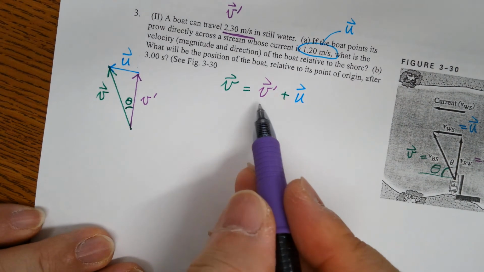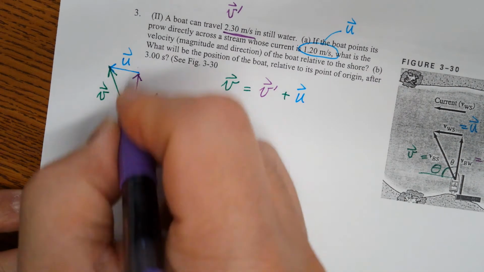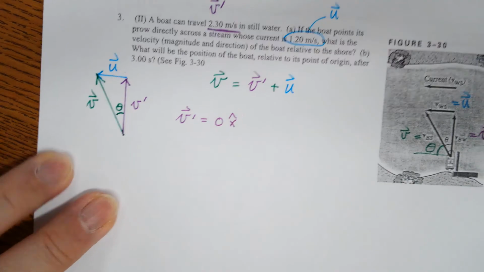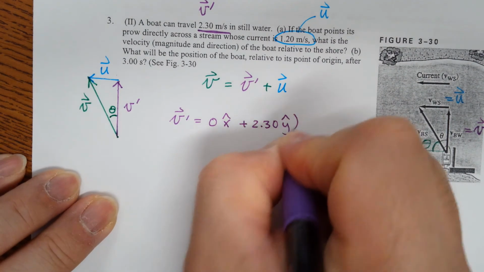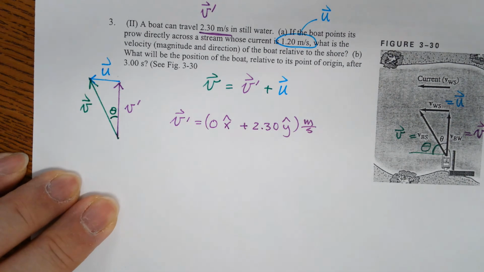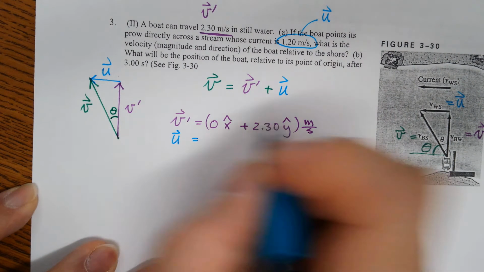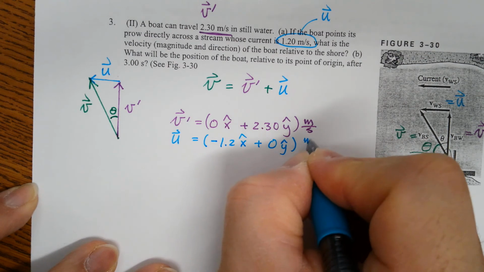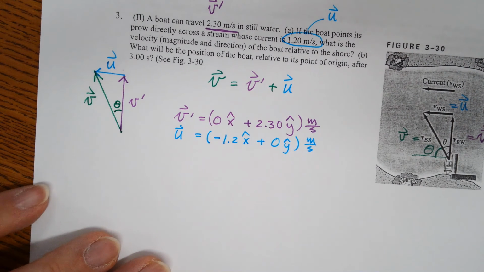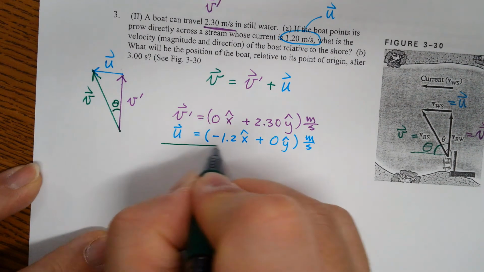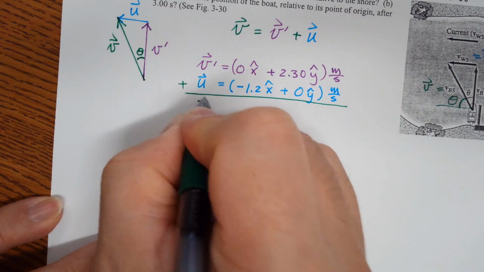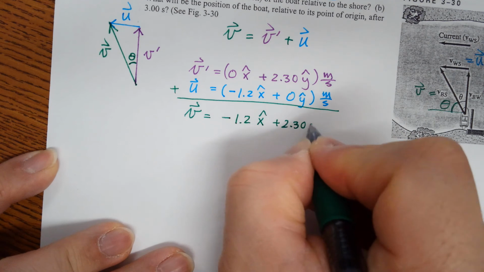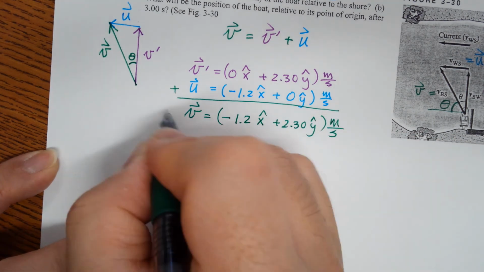All right. So let's find the V prime and U in component form. That's pretty easy because these are all on the X and Y axis, right? So my V prime is really nothing more than 0 x hat plus 2.3 y hat meters per second. The U is equal to negative 1.2 x hat plus 0 y hat meters per second. So what is my V? When I add these up, I get negative 1.2 x hat plus 2.30 y hat meters per second as my V.